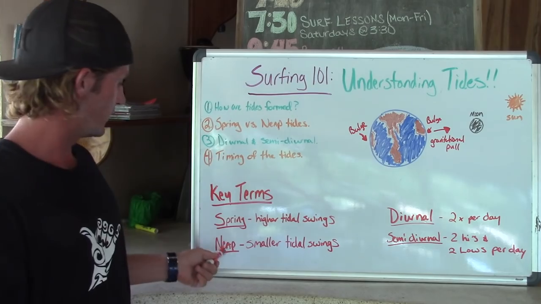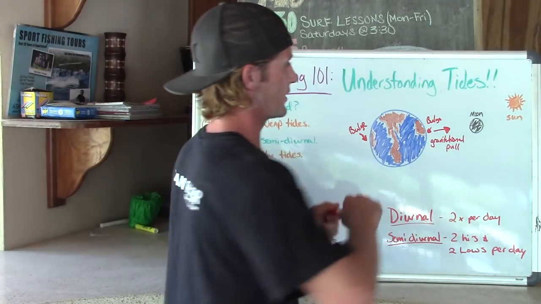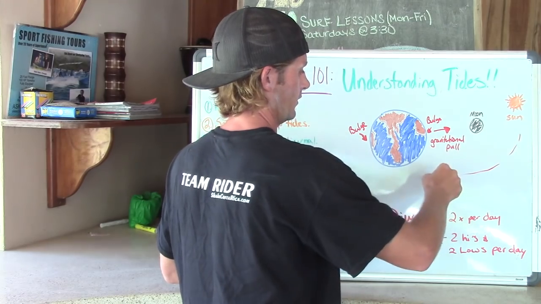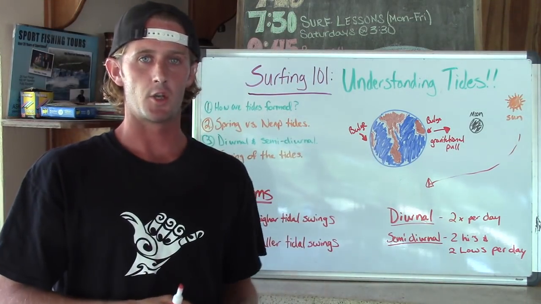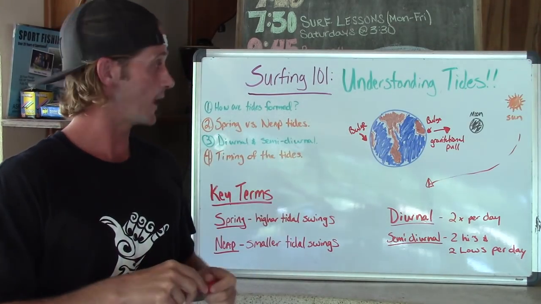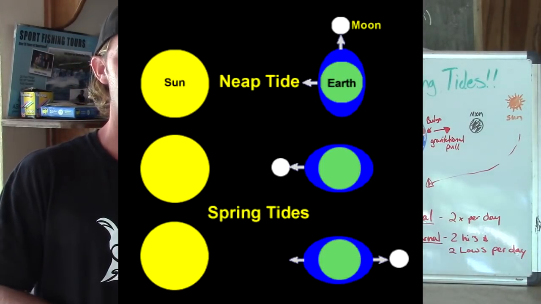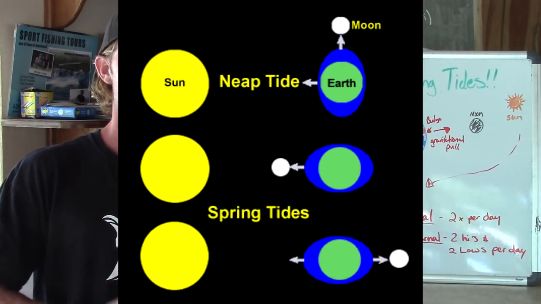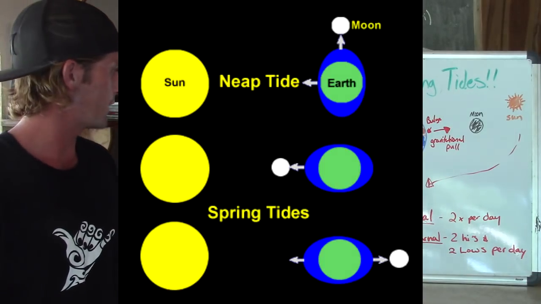Now, what we call neap tides typically means smaller tidal swings. So that means the sun is going to be over here, and the moon and sun are going to be at 90 degrees with the Earth. So the moon's over here, the sun's over here, and they actually kind of work against each other to make smaller tidal swings, which is why sometimes in the month you're going to have really, really big tidal swings, and sometimes you're going to have really, really low ones. So that explains the spring and neap tides.